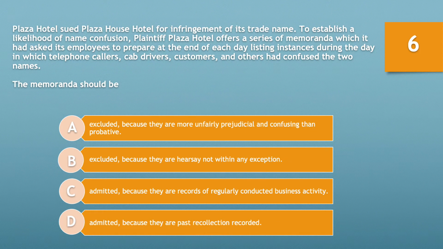Question number 6. Plaza Hotel sued Plaza House Hotel for infringement of its trade name. To establish a likelihood of name confusion, Plaintiff Plaza Hotel offers a series of memoranda which it had asked its employees to prepare at the end of each day, listing instances during the day in which telephone callers, cab drivers, customers, and others had confused the two names. The memoranda should be A. Excluded because they are more unfairly prejudicial and confusing than probative. B. Excluded because they are hearsay not within any exception. C. Admitted because they are records of regularly conducted business activity. Or D. Admitted because they are past recollection recorded. Take 10 seconds.